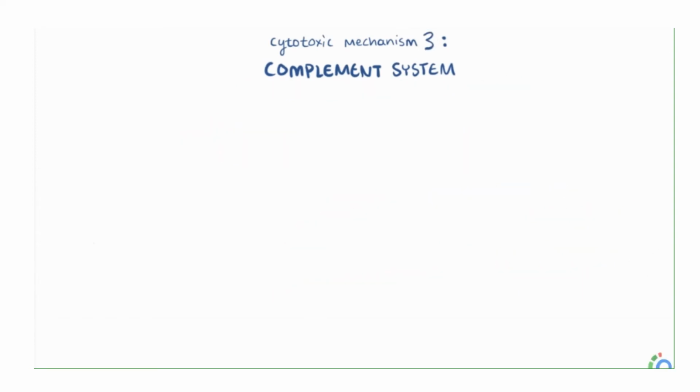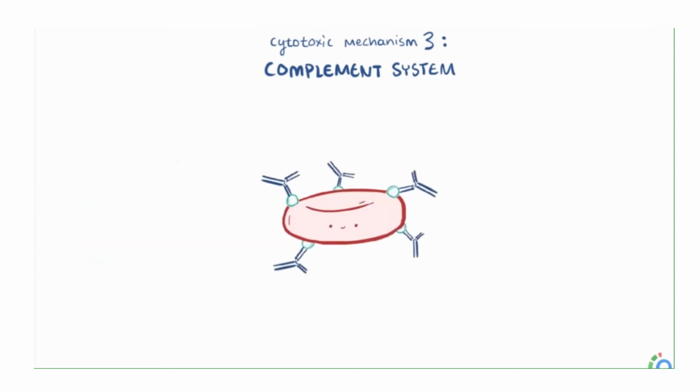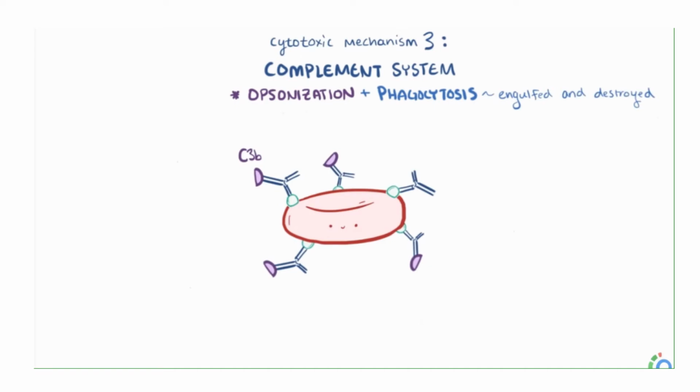Alright, so the third cytotoxic mechanism of type 2 hypersensitivity happens when IgG antibodies coat a blood cell that are bound by C3b, another one of those complement protein fragments. At this point, we say that the cell has been opsonized, which means it's targeted for phagocytosis, which is where they get engulfed and destroyed by phagocytes like macrophages and neutrophils.